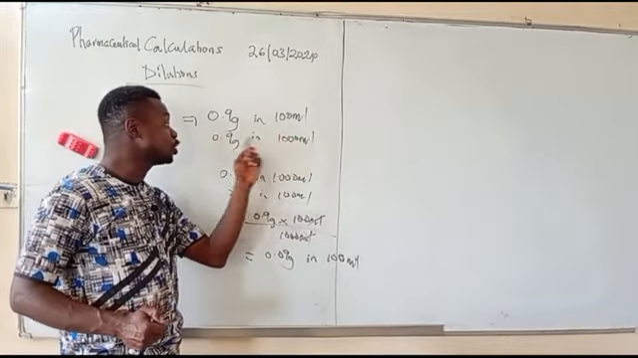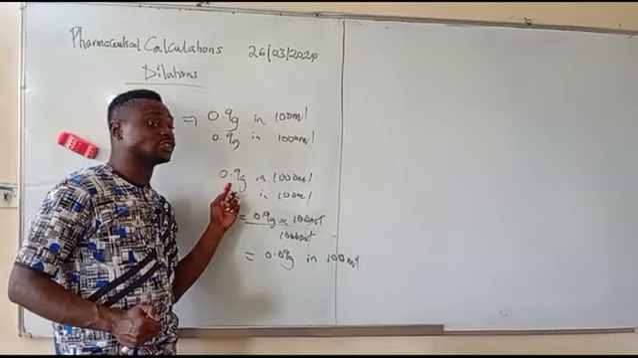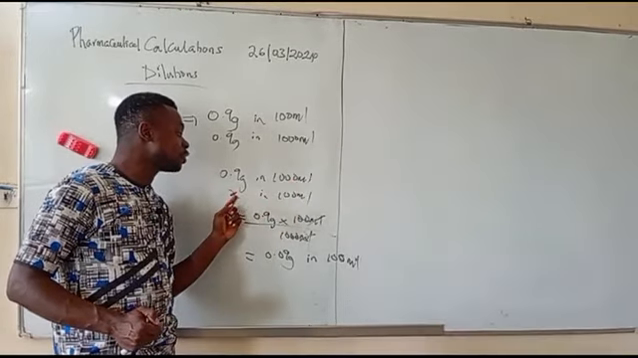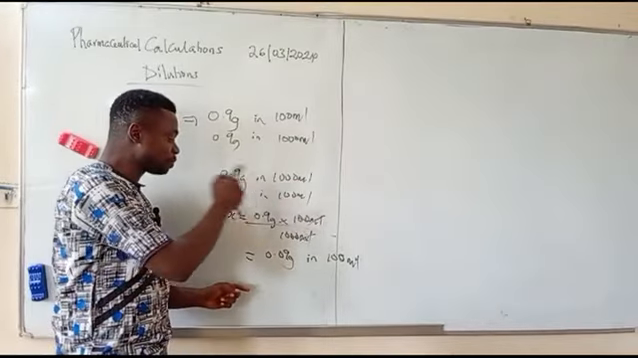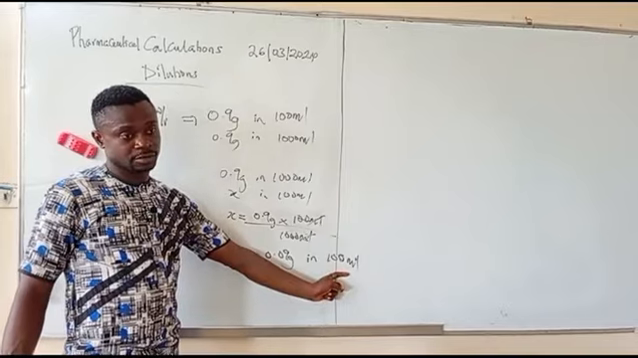1000 ml, but we do not touch the amount of sodium chloride. If we have 0.9 gram of sodium chloride in 1000 ml, how many should we have in 100 ml? If you multiply, we have 0.09 gram in 100 ml. So look at it now.